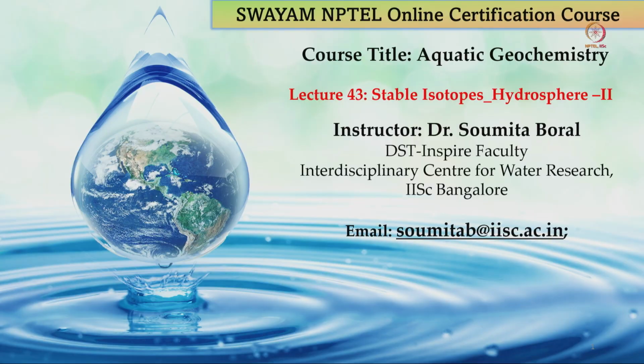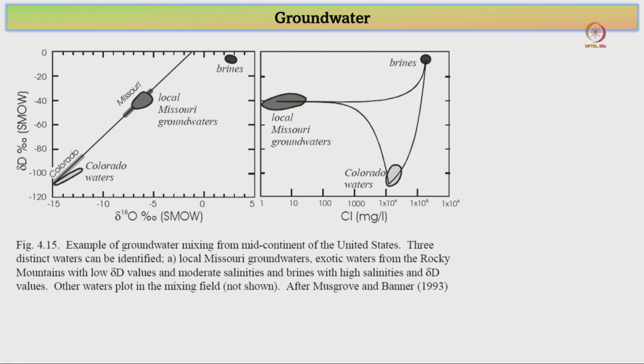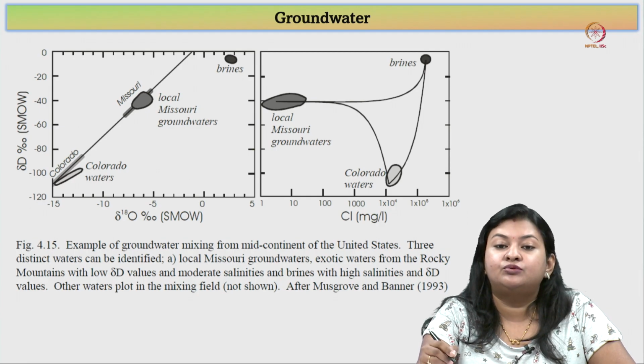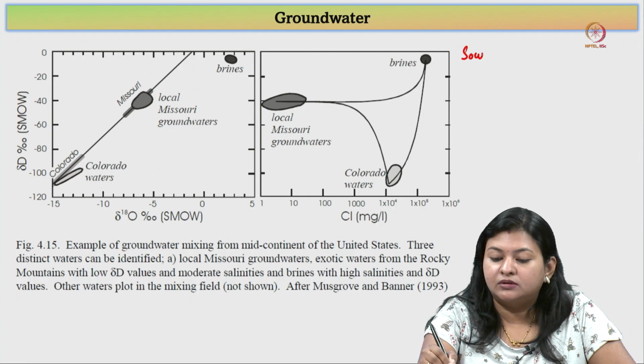We were discussing some of the applications of stable water isotopes in our previous lecture, and in this particular lecture also we are going to discuss some of the applications of δ18O in different ways. The first application that we are going to discuss, as we have started in our previous lecture as well, is how to do source apportionment.